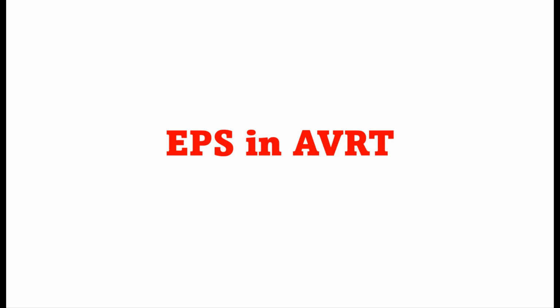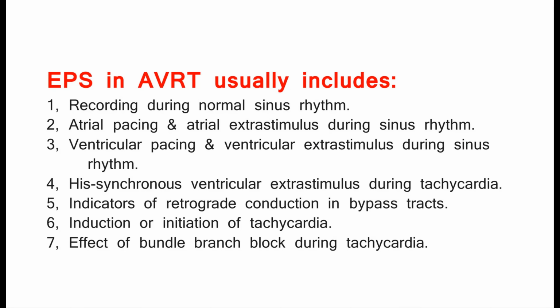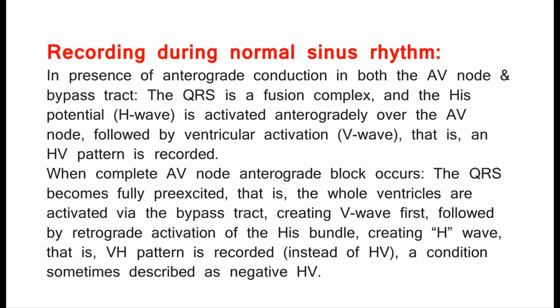EPS in AVRT. EPS in AVRT usually includes recording during normal sinus rhythm, atrial pacing and atrial extrastimulus during normal sinus rhythm, ventricular pacing and ventricular extrastimulus during normal sinus rhythm, His-synchronous ventricular extrastimulus during tachycardia. Indicators of retrograde conduction in bypass tracts. Induction or initiation of tachycardia. Effect of bundle branch block during tachycardia. Recording during normal sinus rhythm.